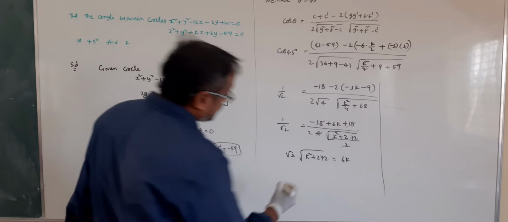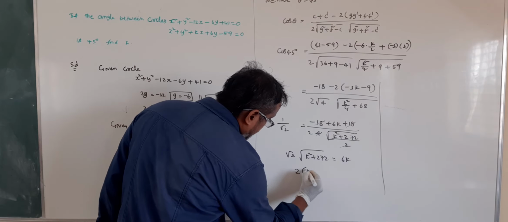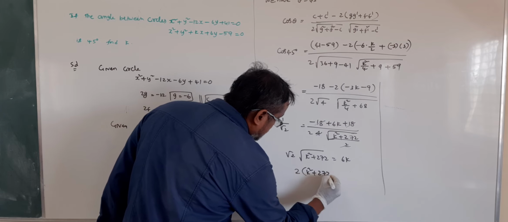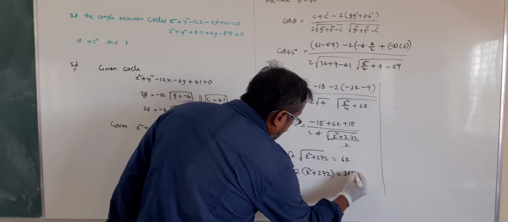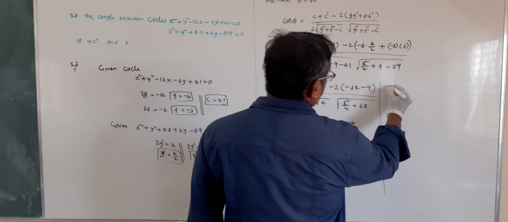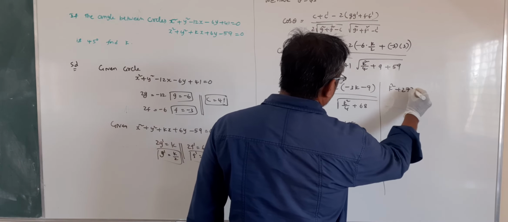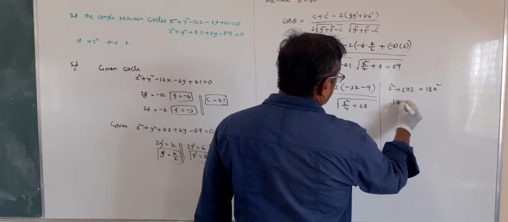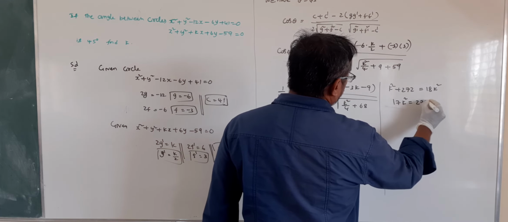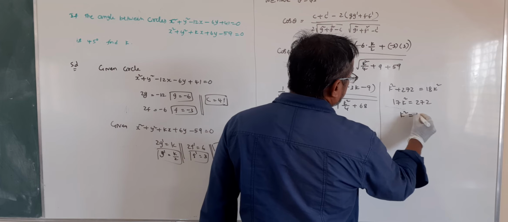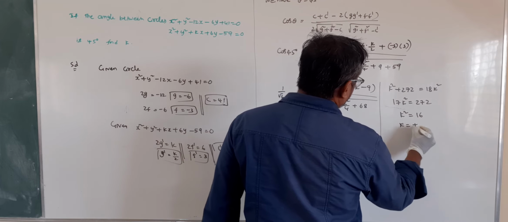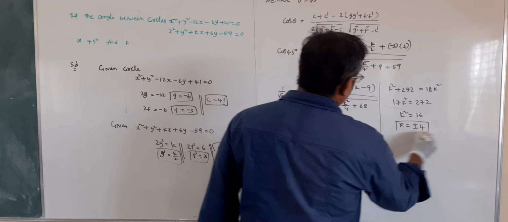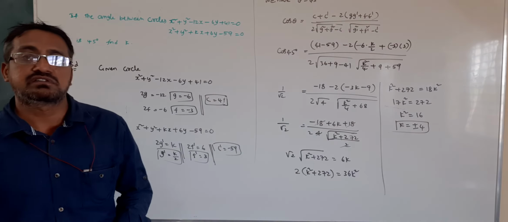Now squaring on both sides, you will get 2 into k square plus 272 is equal to 36k square. So k square plus 272 is equal to 18k square. So 17k square is equal to 272. k square is equal to 16. k is equal to plus or minus 4, which is the required value of k.